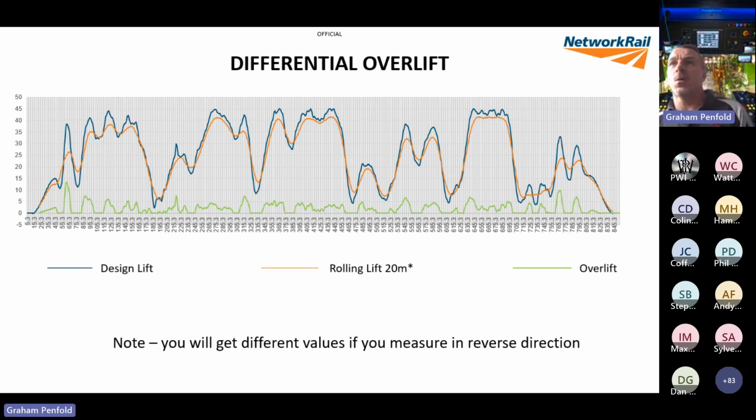And as I mentioned before, where the rolling lifts are higher than the actual lift, as you can see from the green line, it doesn't apply any lift at all. So again, this is why I think it's a really, really good method. And I put a note on the bottom: because the tamper uses an asymmetric chord measuring system for this, if you go in the reverse direction or the opposite direction, it will come up with different values.